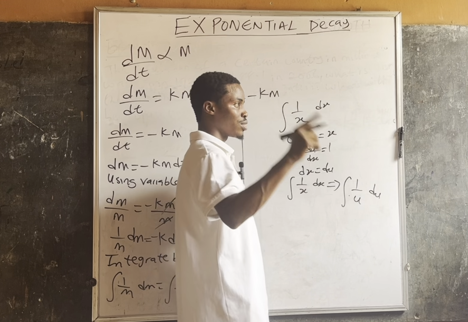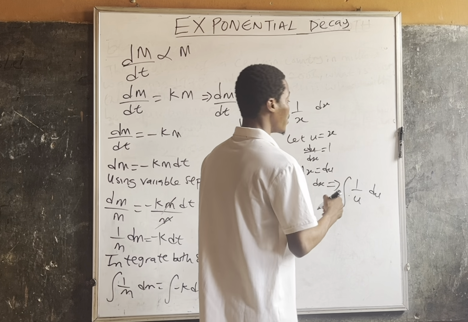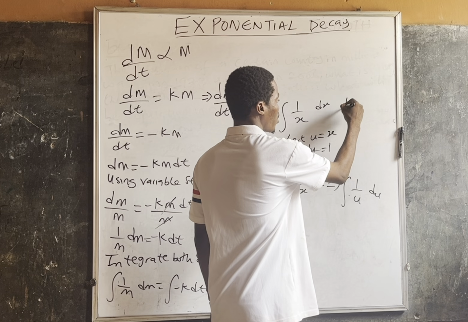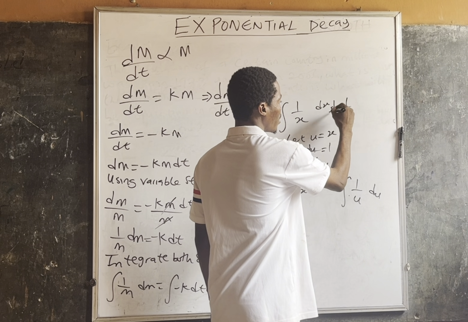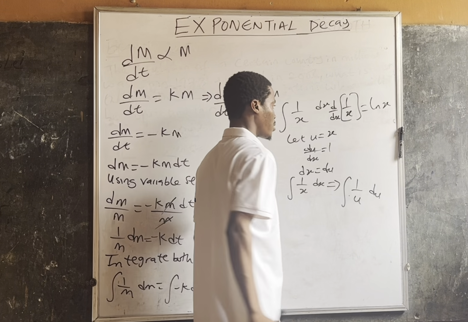So 1 over u du, what are we going to get? Remember, in our differentiation, if we are integrating 1 over s, we get ln s. If you have d over ds of ln s, we get 1 over s. So the integral of 1 over s is ln s.